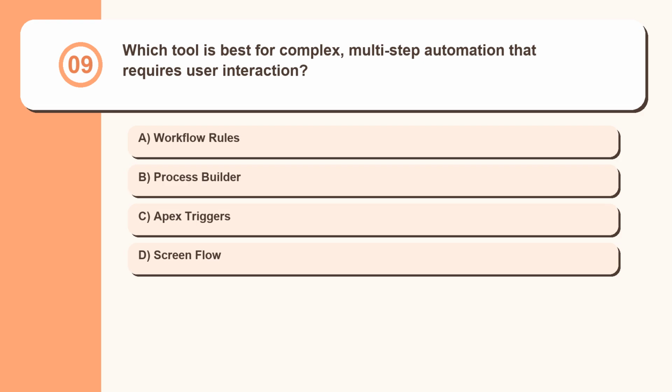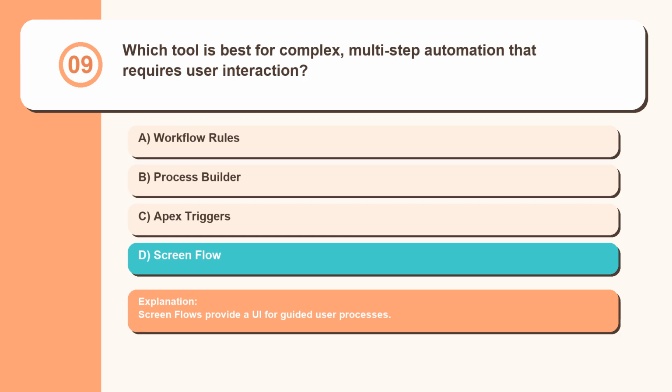Question 9. Which tool is best for complex, multi-step automation that requires user interaction? Workflow rules, process builder, Apex triggers, screen flow. Screen flows provide a UI for guided user processes.